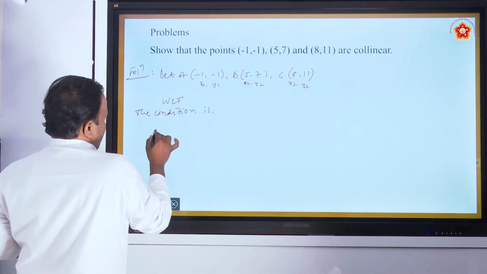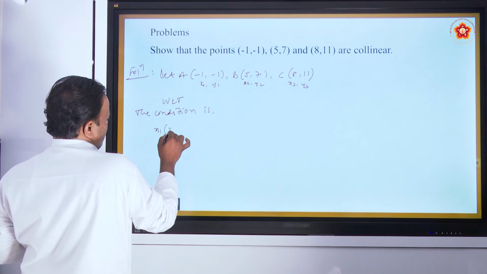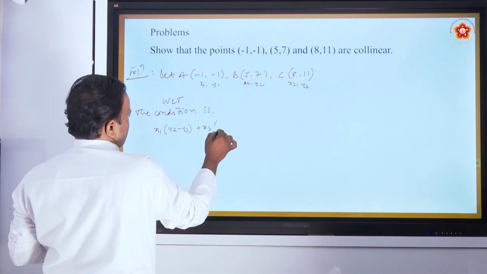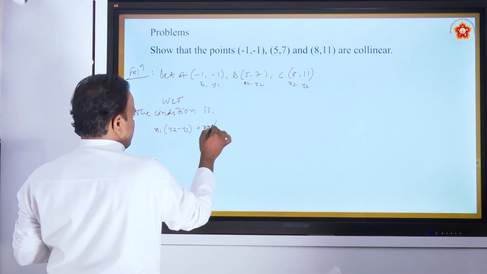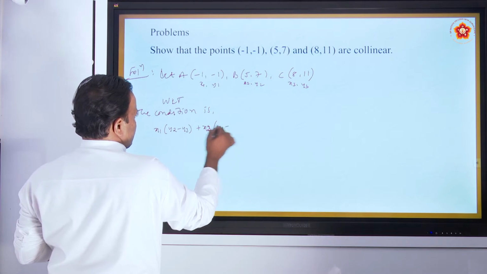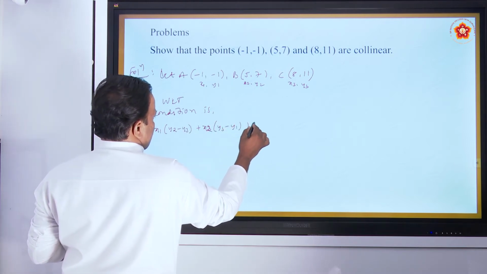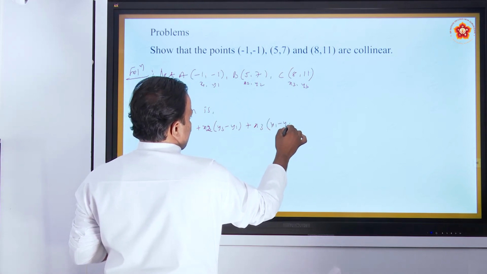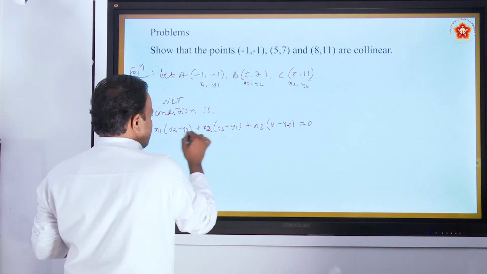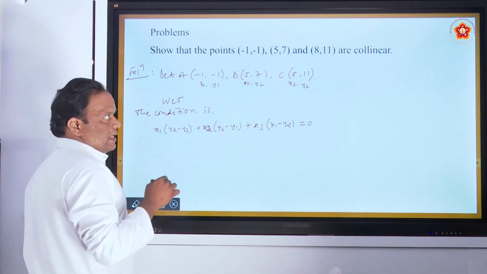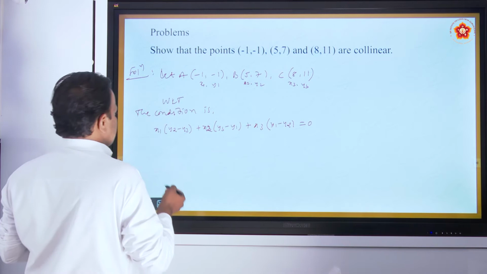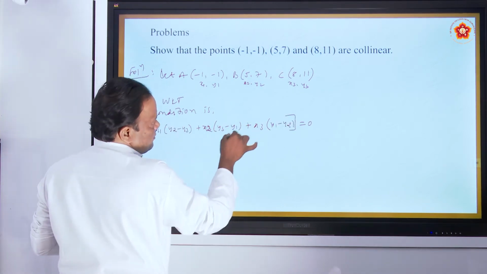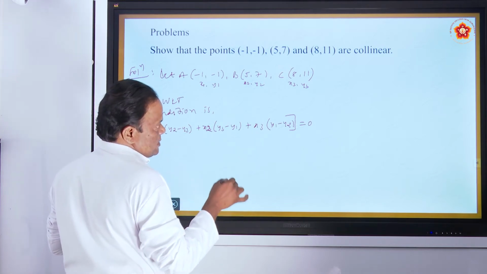The condition is x1 into (y2 minus y3) plus x2 into (y3 minus y1) plus x3 into (y1 minus y2) equal to 0. If this expression value is 0, then the points are collinear. This is our proof. Just substitute the values. I use brackets here. Okay, this is the condition for the 3 points to be collinear by using the area of the triangle.